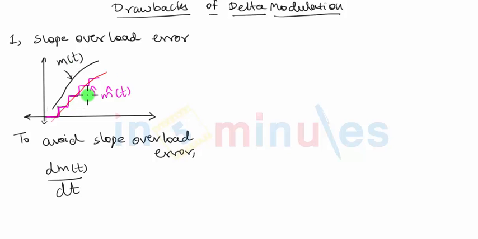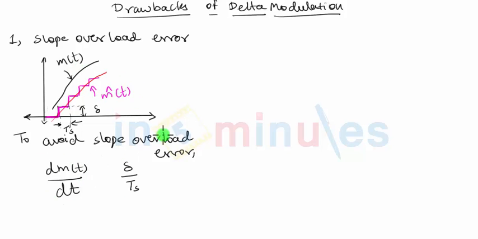The rate at which m cap t will change, because m cap t is a staircase like signal, its rate of change can be easily calculated. This much is the change in the amplitude, which will be equal to one step size, let me call it delta, and this much is the time period in which the change of delta takes place. This is equal to one sampling time period Ts. So the rate of change of m cap t will be nothing but delta upon Ts, the change by delta in time period Ts.